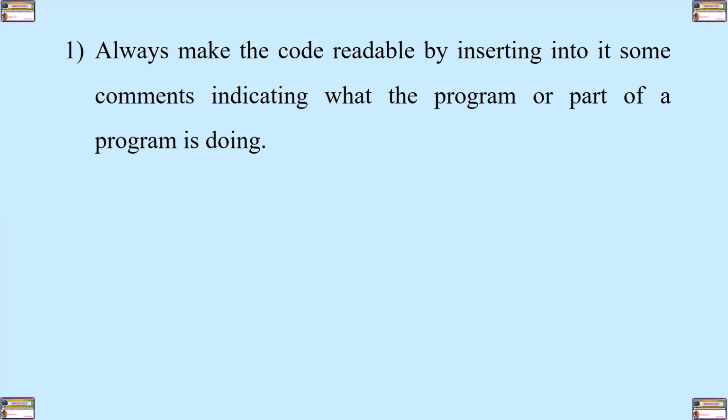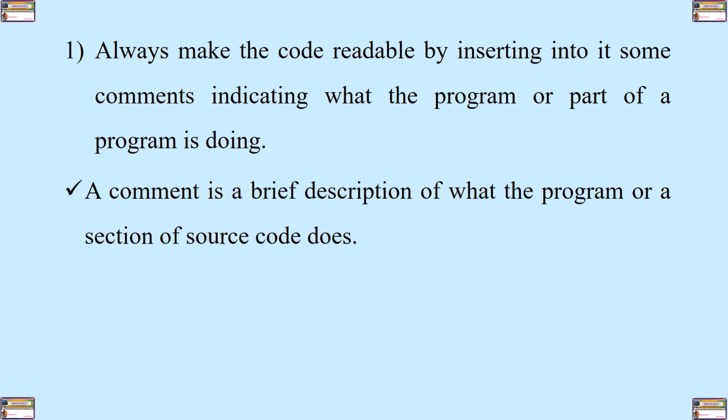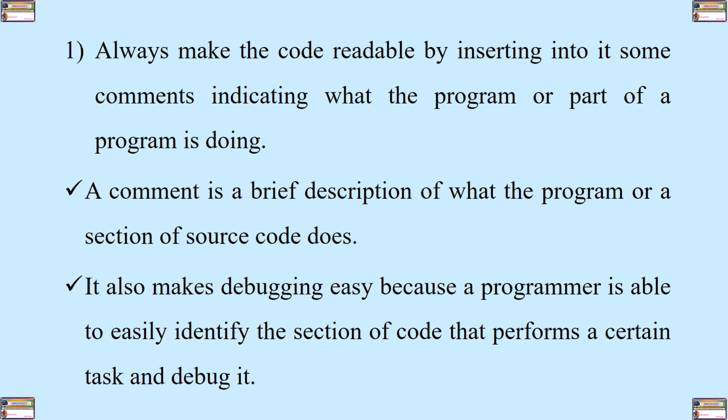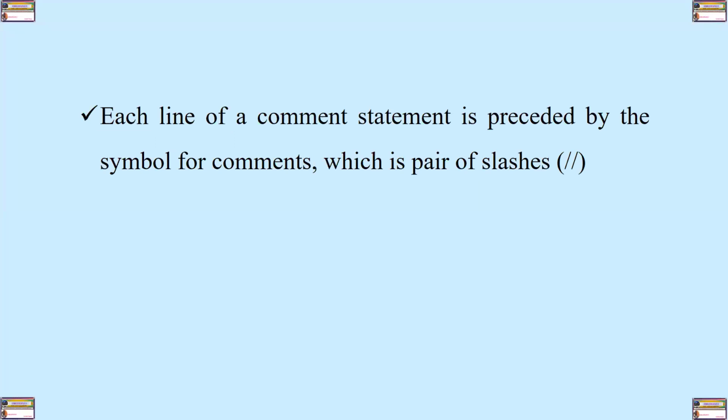Number 1, always make the code readable by inserting into it some comments, indicating what the program or a part of a program is doing. A comment is a brief description of what the program or a section of source code does. It also makes debugging easy because a programmer is able to identify the section of code that performs a certain task and debug it. Each line of a comment statement in C++ is preceded by the symbol for comments, which is a pair of slashes.